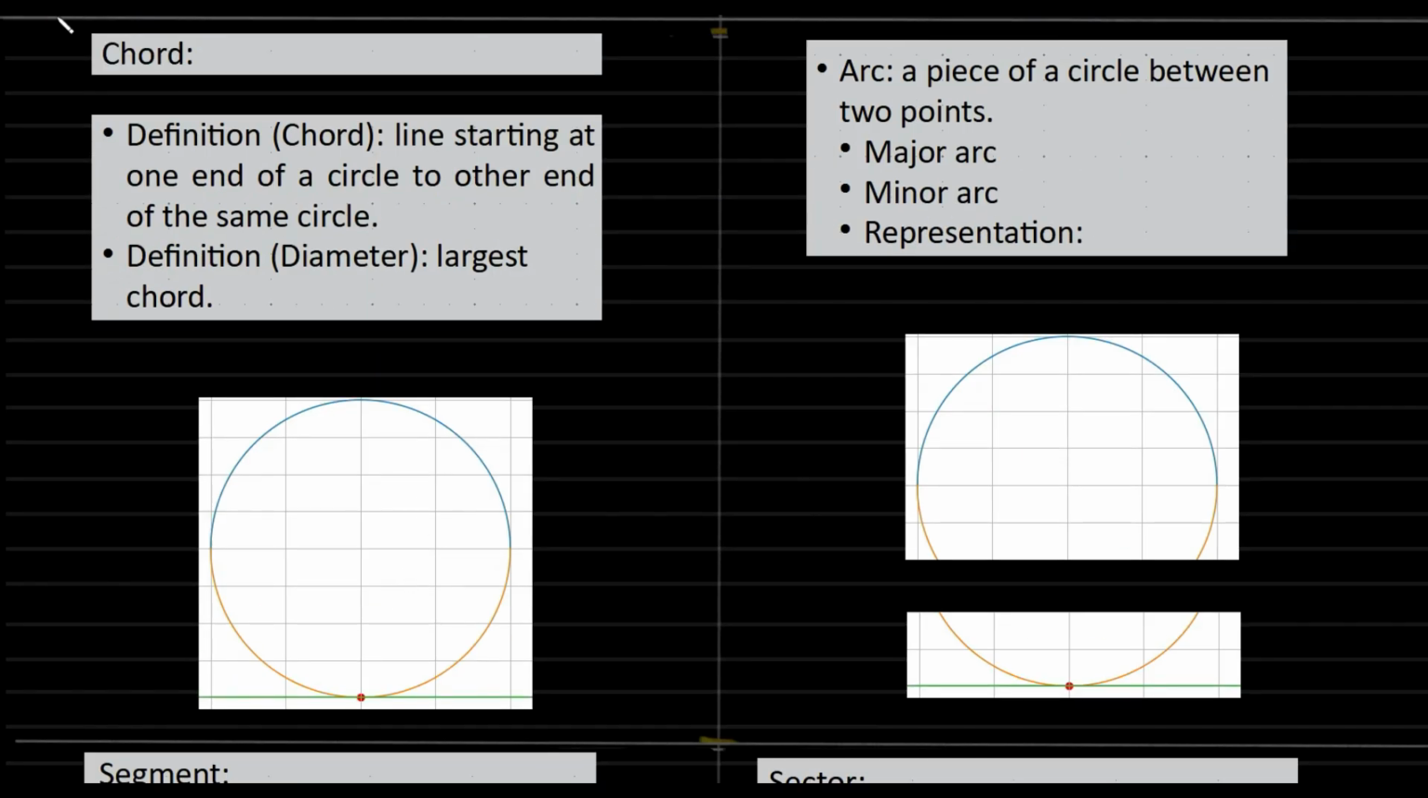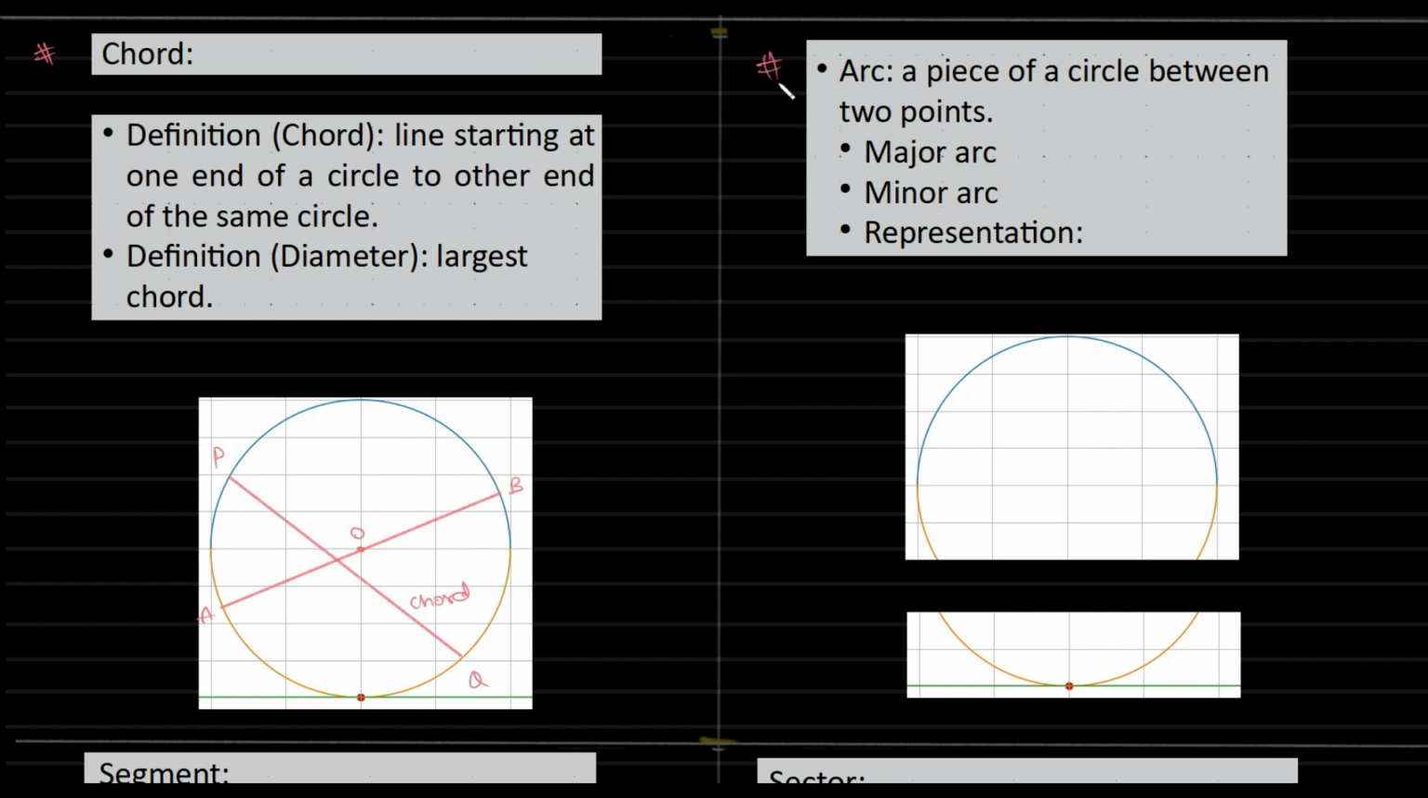Next is chord of a circle. So chord is nothing but a line which starts at one end of the circumference and it goes to the other end. Even a diameter is a chord. It's the largest chord. So diameter is the largest chord. AB is the diameter and it's a chord. PQ is a chord. So these are your chords.